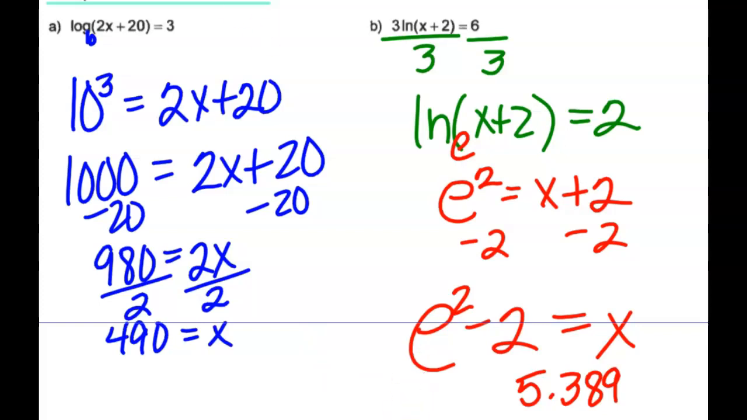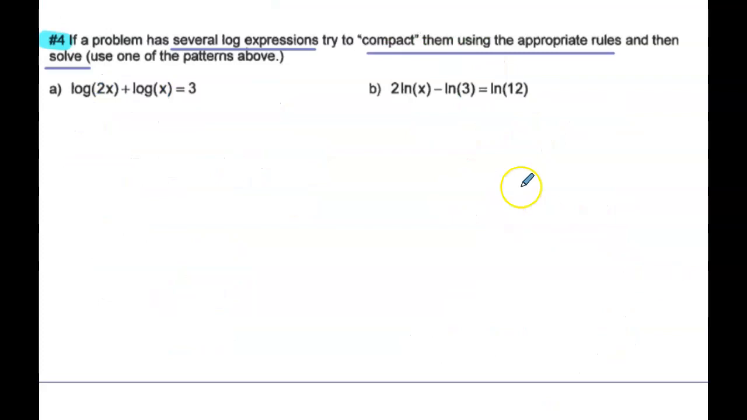No, that's it? Okay. Strategy 4, when you have multiple logs. This is the one I'm scared of because you did not do well on the property of log section. And guess what the first step is? To combine until you have a single log or a single log on each side. Okay, if a problem has several log expressions, try to compact them using the appropriate rules and then solve using one of the above patterns.